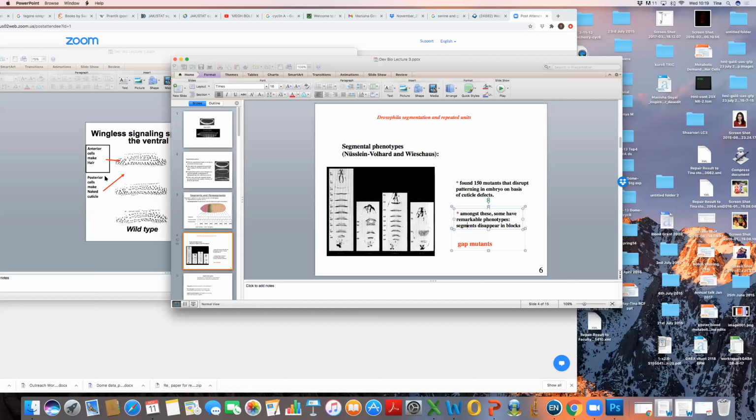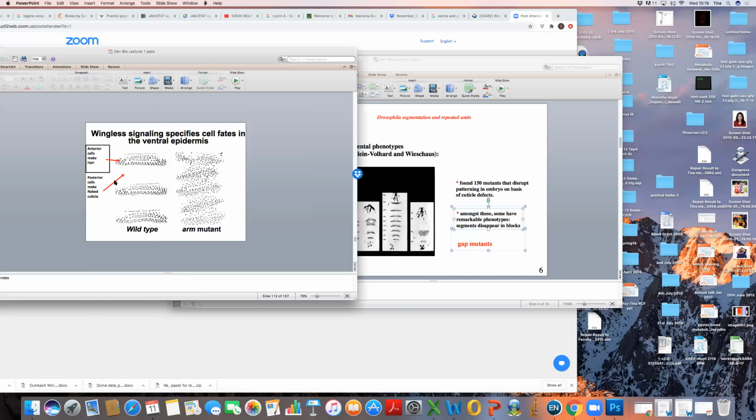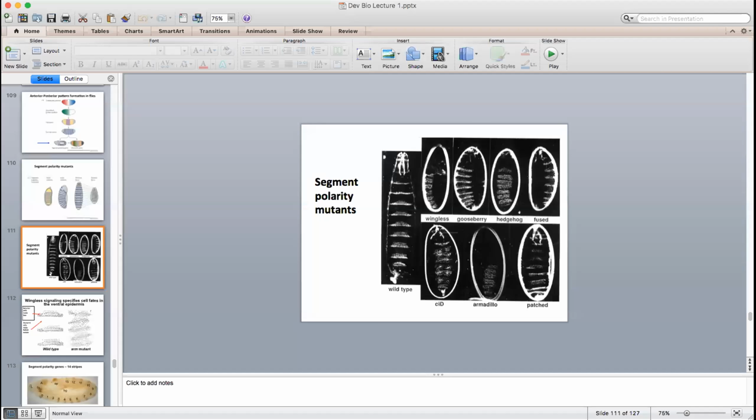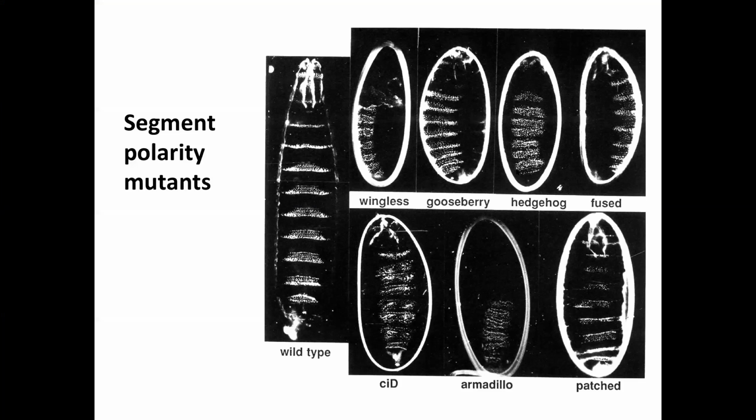Wait, just let me. Yeah, I'll just show you one slide. One slide here. So, does everybody see this slide? Gooseberry wingless. This slide here. Yes. Yeah. So I showed you that one slide there, right?